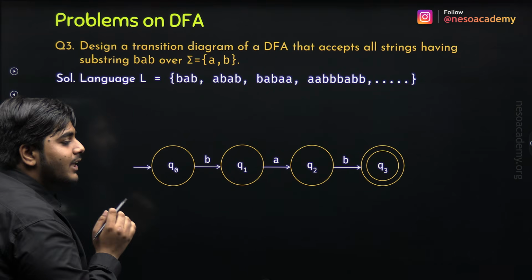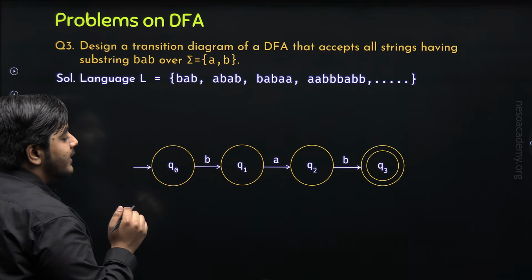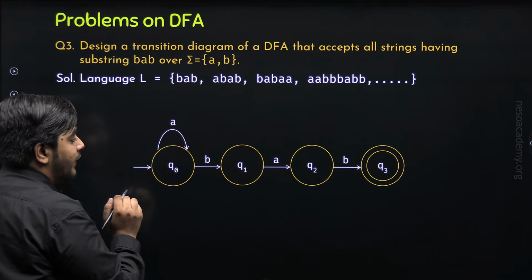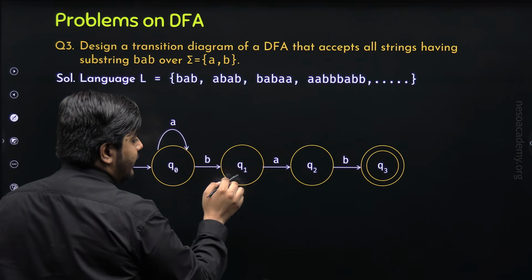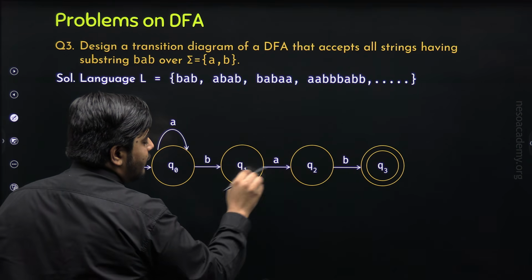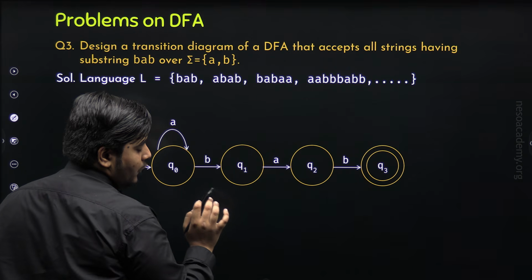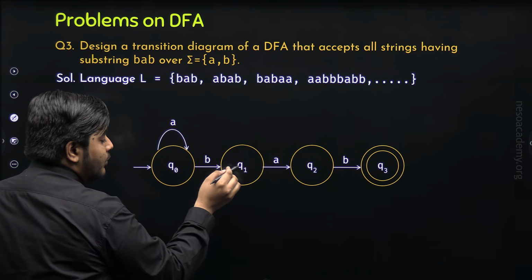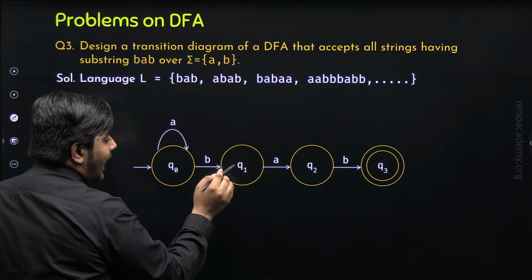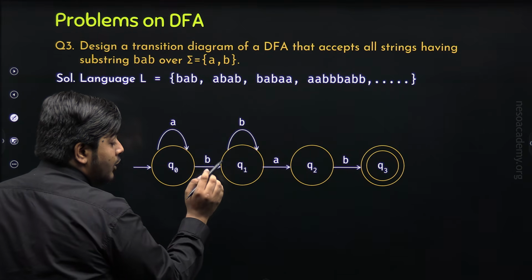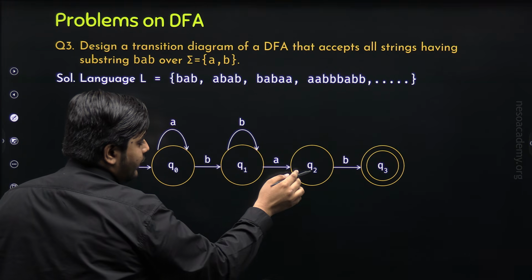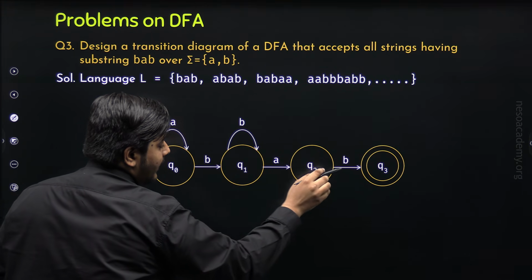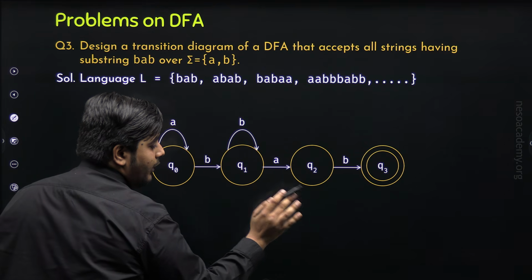So we can have any number of A. So for this reason, I will simply create a self loop of A over the state Q0. Now, for the state Q1, I have a transition for A, but I don't have a transition for B. So if I get input symbol B at Q1, I will remain at the same state so that my string contains BAB. For the state Q2, I have transition for B, but I don't have any transition for A.